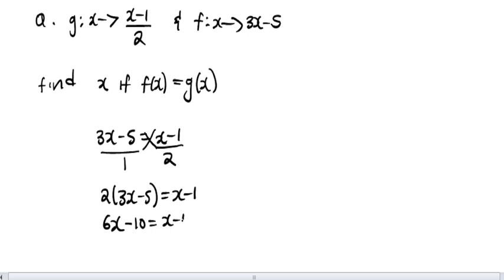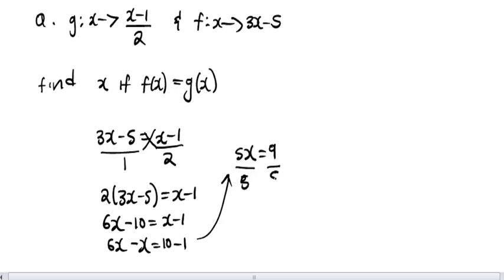Then x will cross the equal sign, and 10 will cross the equal sign and become positive. So 6x minus x will be 5x, then 10 minus 1, we get 9. Then from there we divide by 5. Even this side we divide by 5, so that 5 goes, 5 goes, then x will be equal to 9 over 5. So 9 over 5 is the value of x.